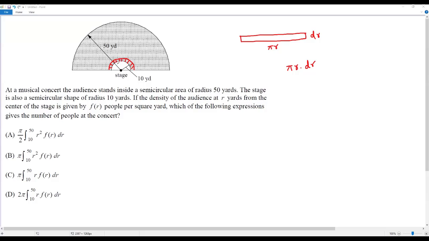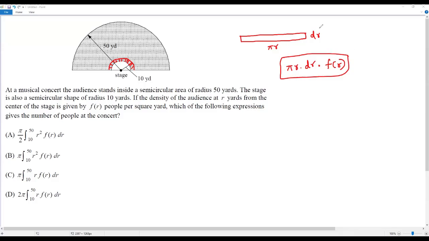Now to get the number of people in this strip, I have to multiply the area of this small strip by the number of people we have per square, that is given by f of r. So let's multiply this by f of r. This gives the number of people in this particular small strip. As I said earlier, we have an infinite number of small strips, and in each small strip we'll be getting a number of people given by this expression.